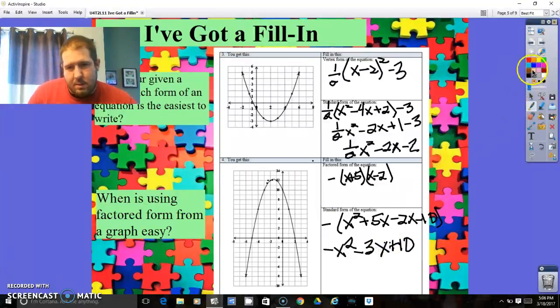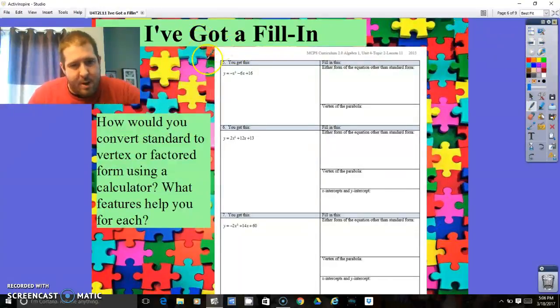All right. Question number 5. Moving right along. We're given standard form. We want to translate it to something else. Well, I'm thinking the easiest thing to translate to would be vertex form, especially if we have to find the vertex of the parabola next. Because I'm going to factor out that negative first. So I see the x squared is negative, so I'm going to factor that out first.